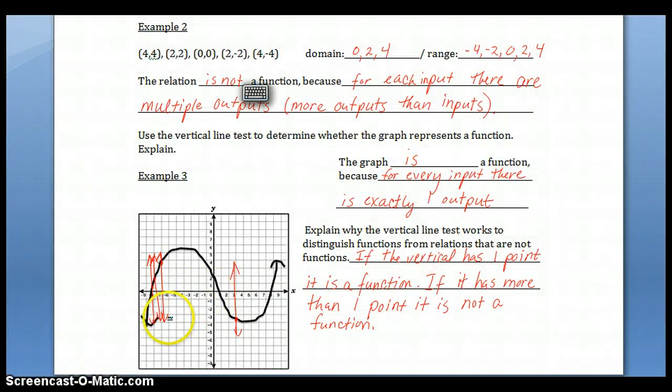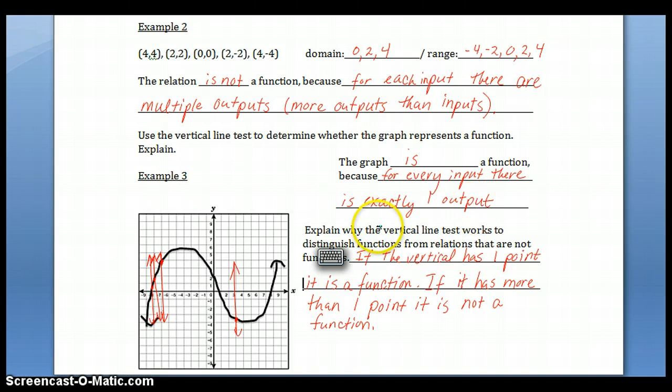As we look at this coordinate graph, for example 3, we can see that if we were to physically draw vertical lines in, it would only have a single point here, a single point on this line here, and a single point on this line here. I could draw an infinite number of vertical lines, and they would all have one single point. For that reason, it is a function because for every input value, every x value, there is exactly one output value or one y value.